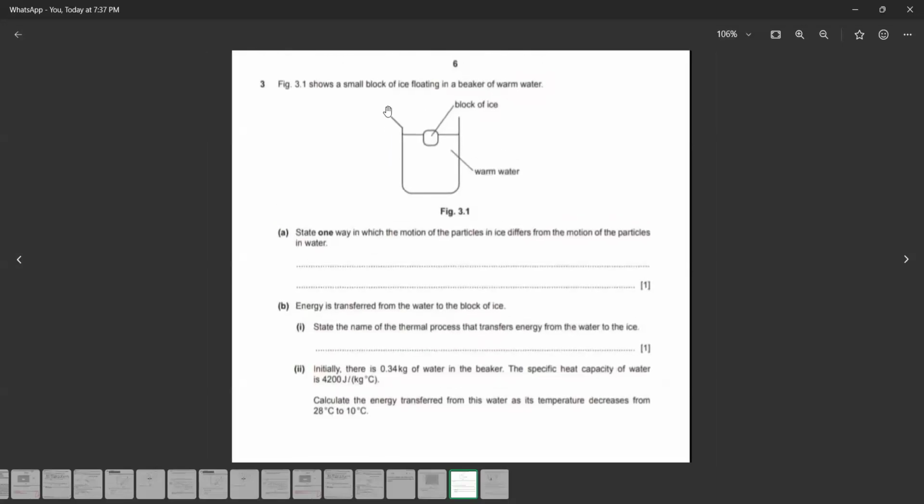I'm talking about A levels. Figure 3.1 shows a small block of ice floating in a beaker of warm water. Because the density is low. Why does ice float? Because ice, even though it's a solid, has low density. The particles are arranged so that the ice has low density, so ice always floats on the surface of water.